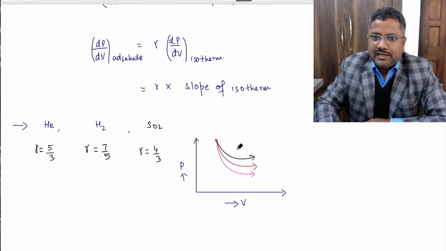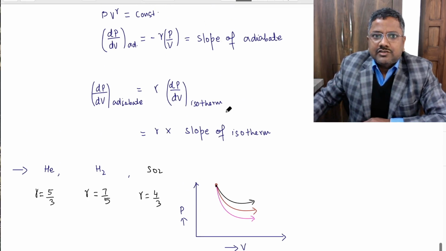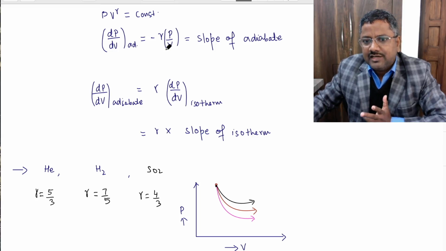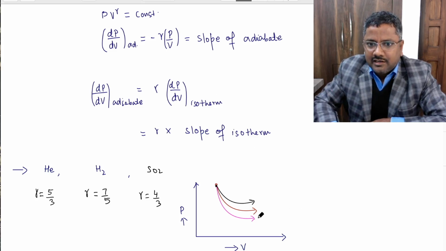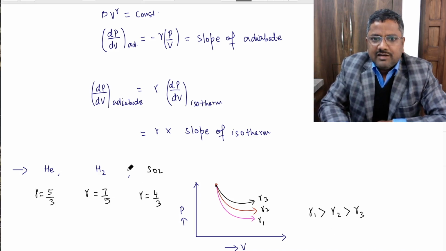So as you see, the slope of adiabate is minus of gamma. All have negative slope. So the gas for which the value of gamma is higher belongs to the curve with maximum slope, then this, then this. So if we write here gamma 1, this is gamma 2, this is gamma 3, gamma 1 is maximum, then gamma 2, then gamma 3, right? So identify for which gamma is maximum.